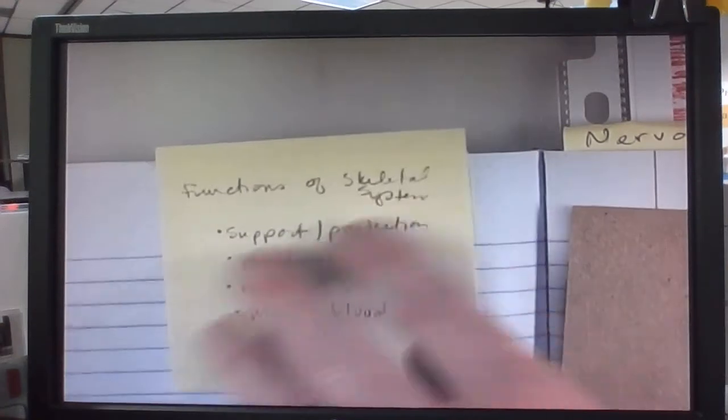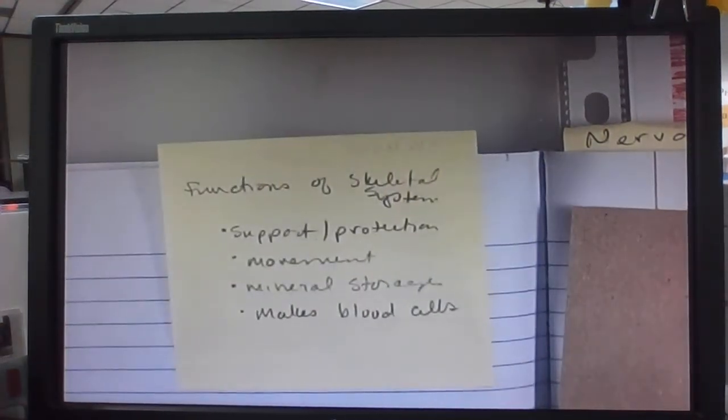So don't worry about it, just write directly on that left-hand side page what those functions are. Mineral storage, calcium especially. Strong, healthy bones. We get calcium from our bones and we put calcium into storage in our bones, and there are other minerals as well. Actually, there's fat storage in our bones too, but I don't think we're at that level, so I'm just going to worry about the mineral storage. And then our bones make blood cells. Red blood cells, white blood cells, platelets.